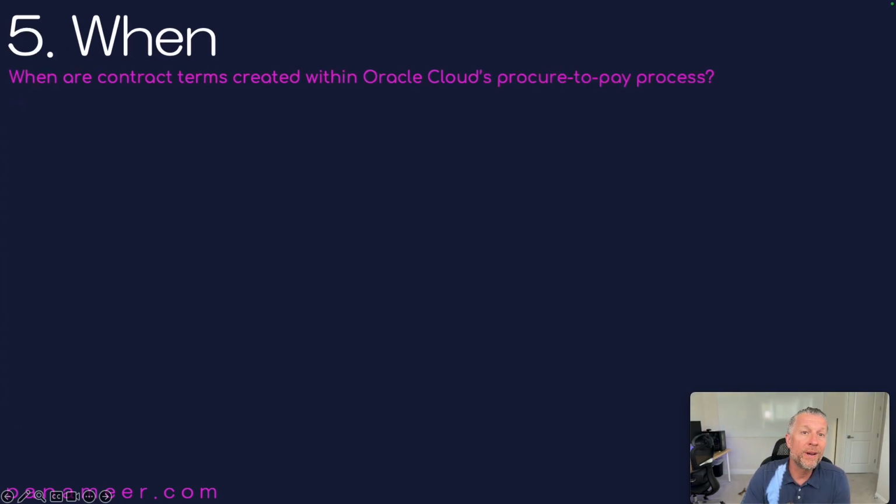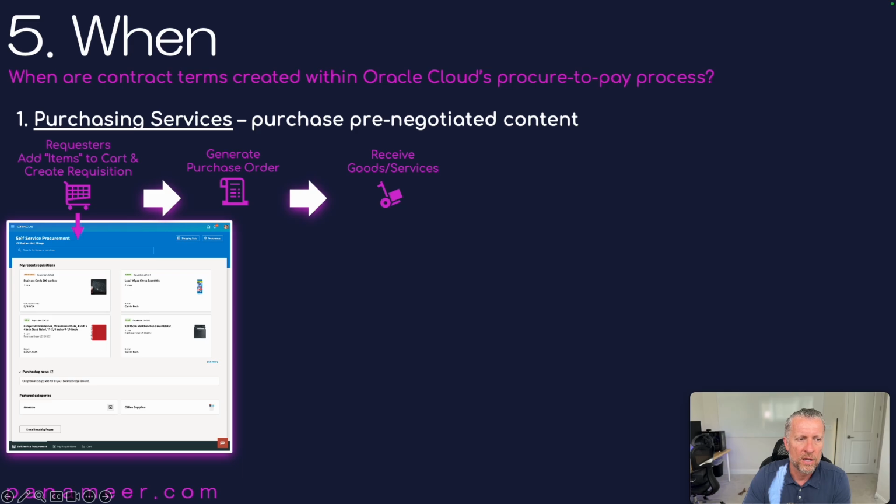Okay, slide 5. When are contract terms created within Oracle Cloud's procure-to-pay process? So let's walk through that process. So first, you have pre-negotiated content, where a requester is going to find some items, put them in their cart, submit it for approval, then generate the PO, and receive goods or services at desk or dock.